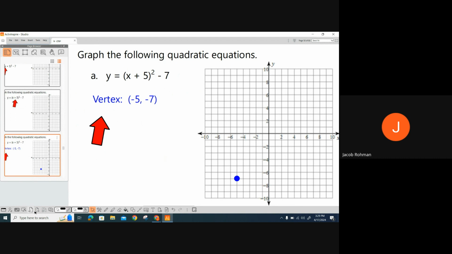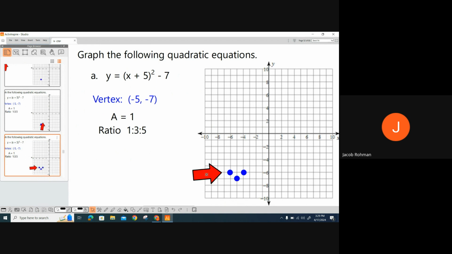Then we know that A is going to be positive 1 because here the A is supposed to be next to this parentheses, which means our ratio between the dots is going to be 1, 3, 5. Okay, so the first set of dots from the vertex, since this is an upward facing parabola, is going to be out 1, up 1, or out 1, up 1. So I'll put those two dots in there.